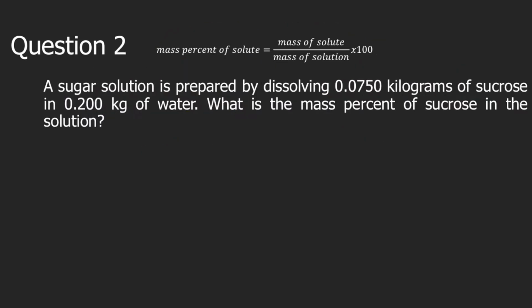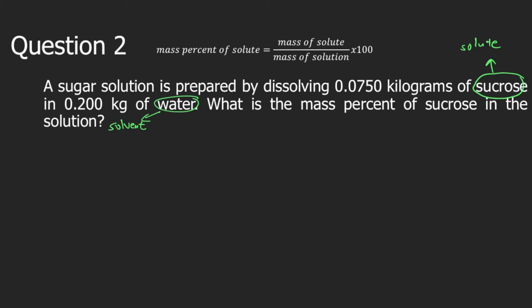For question number 2, you can actually pause the video, try to answer this question on your own, and then if you have the answer, you can go back to check it. A sugar solution is prepared by dissolving 0.0750 kilograms of sucrose in 0.200 kilograms of water. What is the mass percent of sucrose in the solution? So in this problem, sucrose is our solute and water is our solvent.